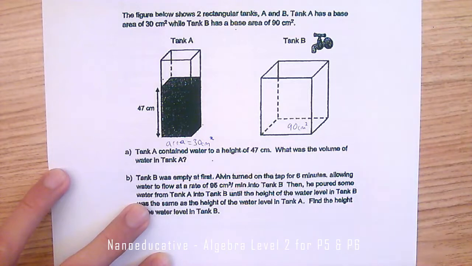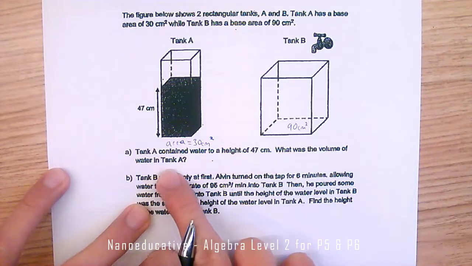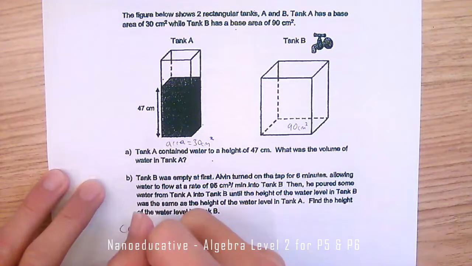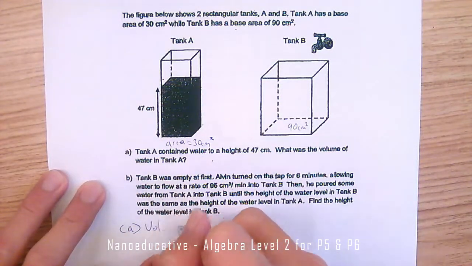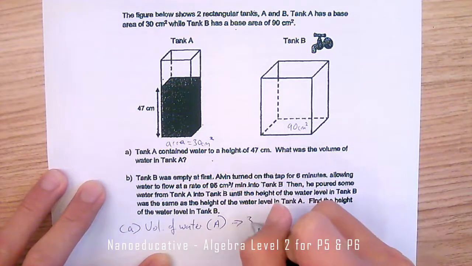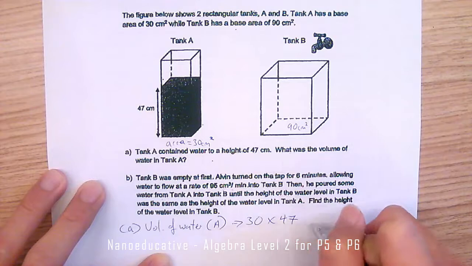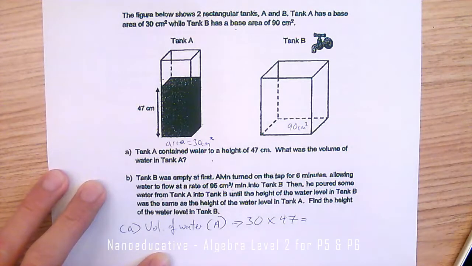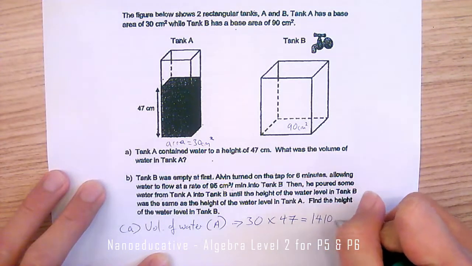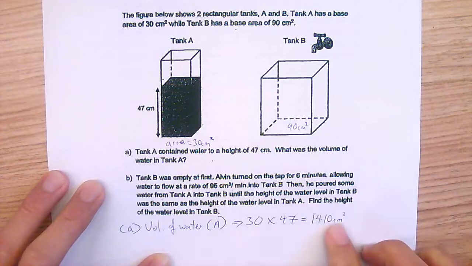For this one will actually be quite simple. To find the volume of water in tank A, you merely need to take the base area multiplied by the height. Therefore, the volume of water in A would be 30 multiplied by 47. Let's throw that inside our calculator. 30 multiplied by 47 will give us 1410 cm cube. So this is your part A done.